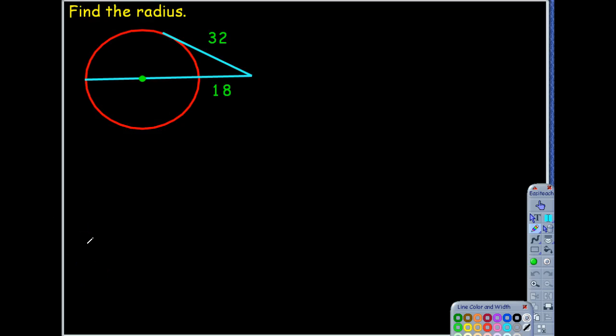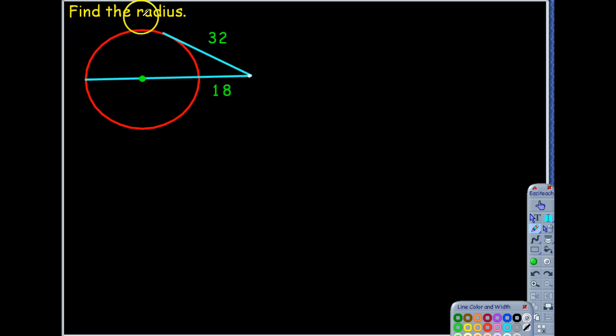All right, next one. The directions here say find the radius. Now, before we talk about what the radius is, what are you seeing in the picture? I am seeing a tangent segment and a secant segment. Okay, so we know there's a relationship. And they are intersecting outside the circle. So that's good to know. You have a tangent and a secant segment.